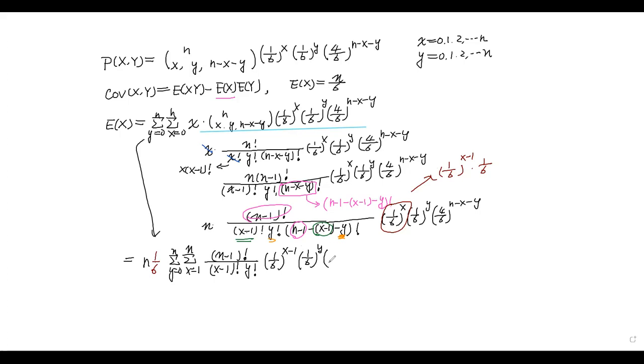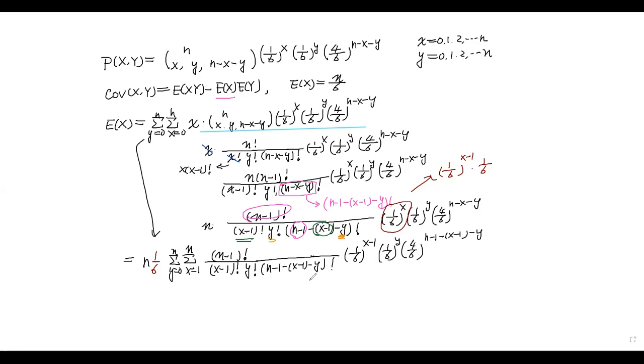Then this is 1 over 6, this is the y. Oh, sorry, I need to be careful, I did not write it right here. This is n minus 1 minus x minus 1 minus y factorial. Then here I have 1 over 6 to the x minus 1, then 1 over 6 to the y. Then here this is 4 over 6 to the n minus 1 minus x minus 1 minus y.